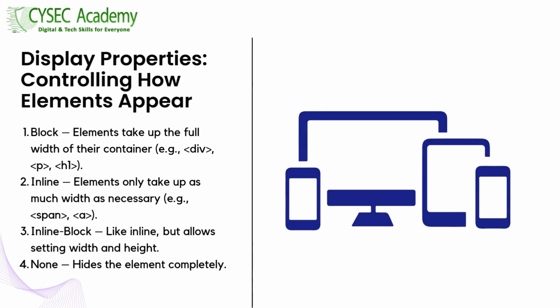Display properties, controlling how elements appear. CSS provides different display properties to control how elements behave in a layout. The most commonly used values are 1. Block, where elements take up the full width of their container.